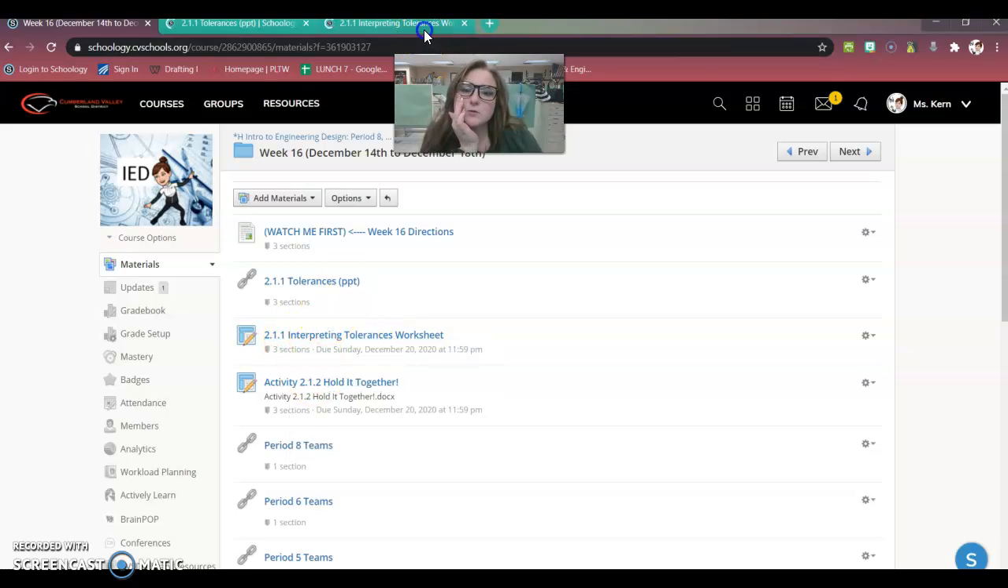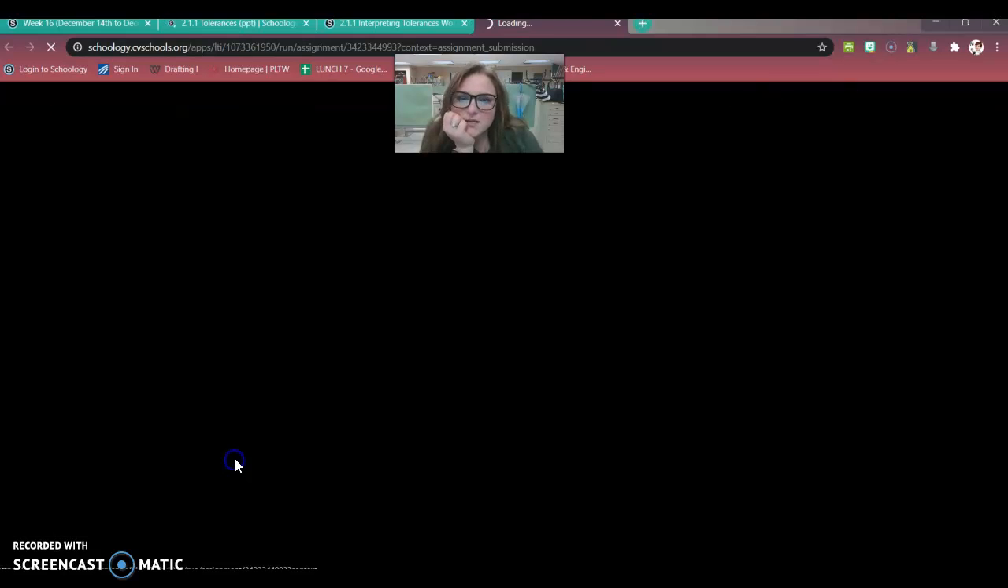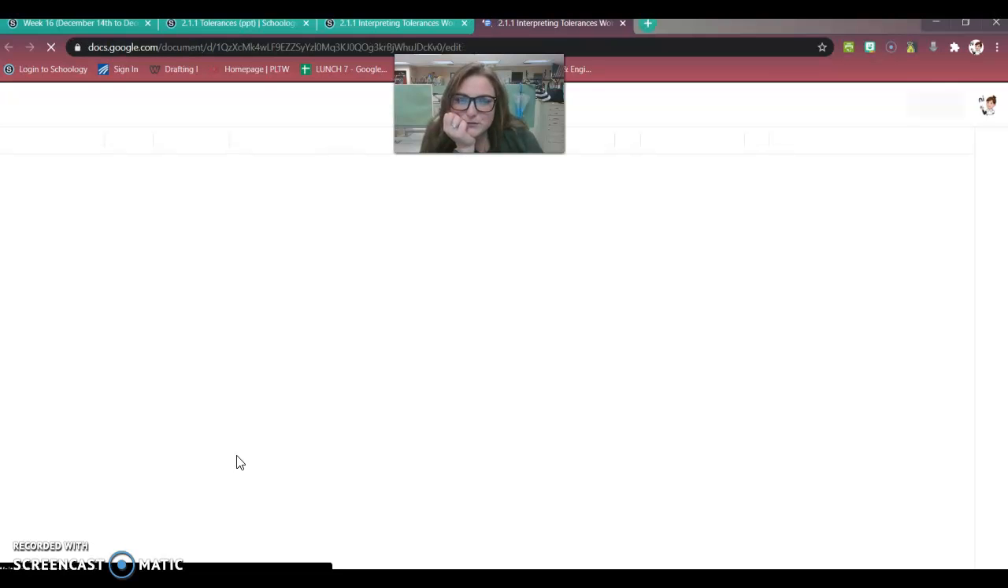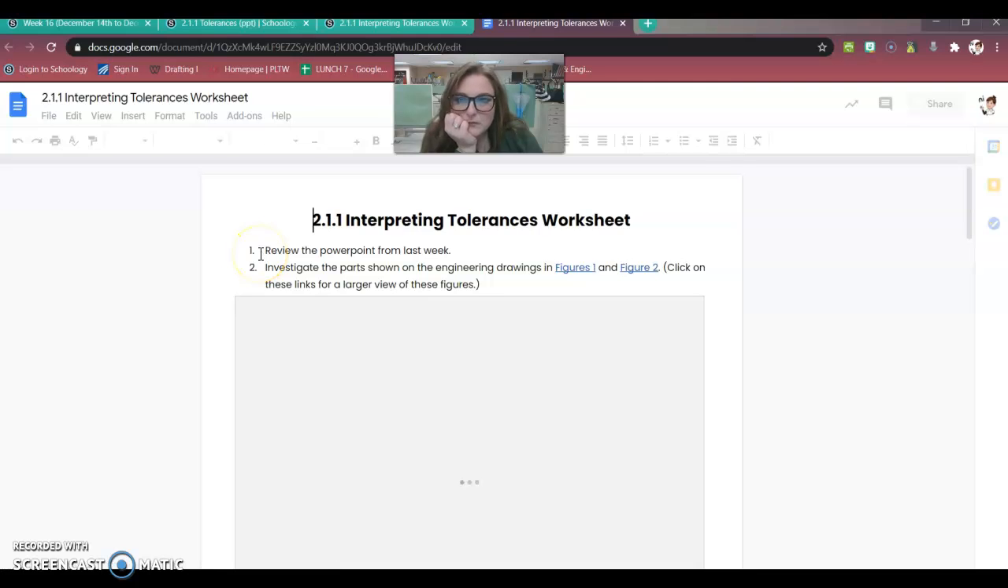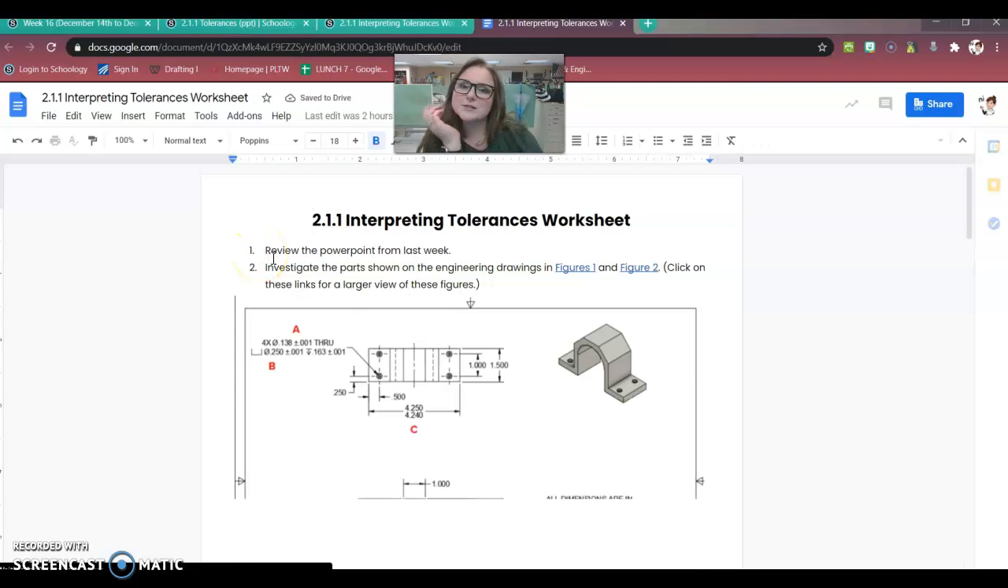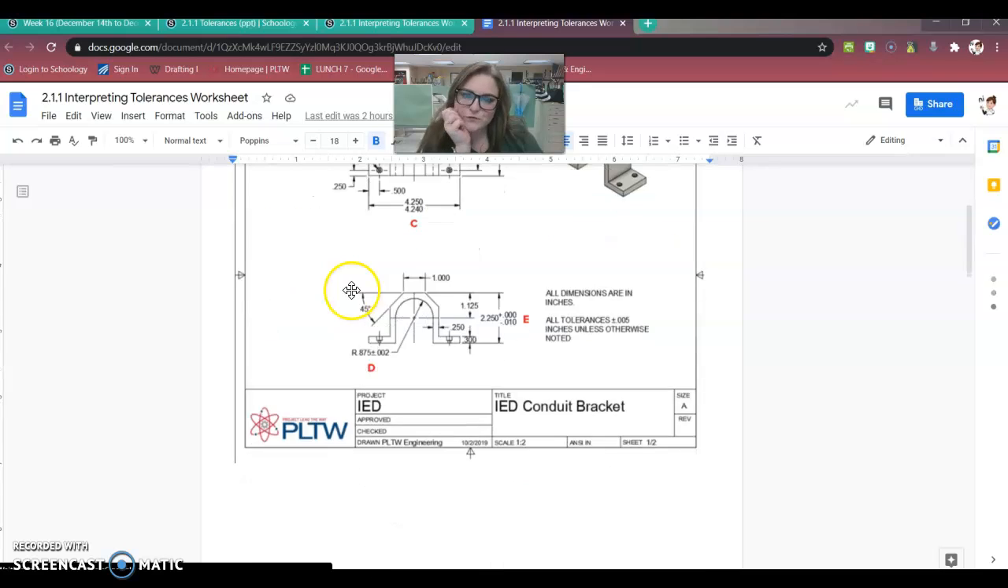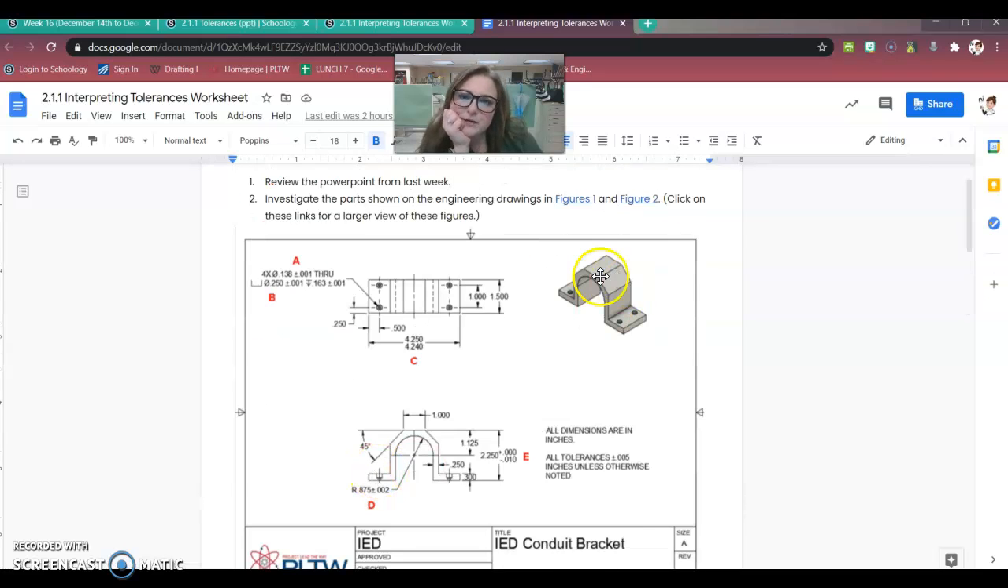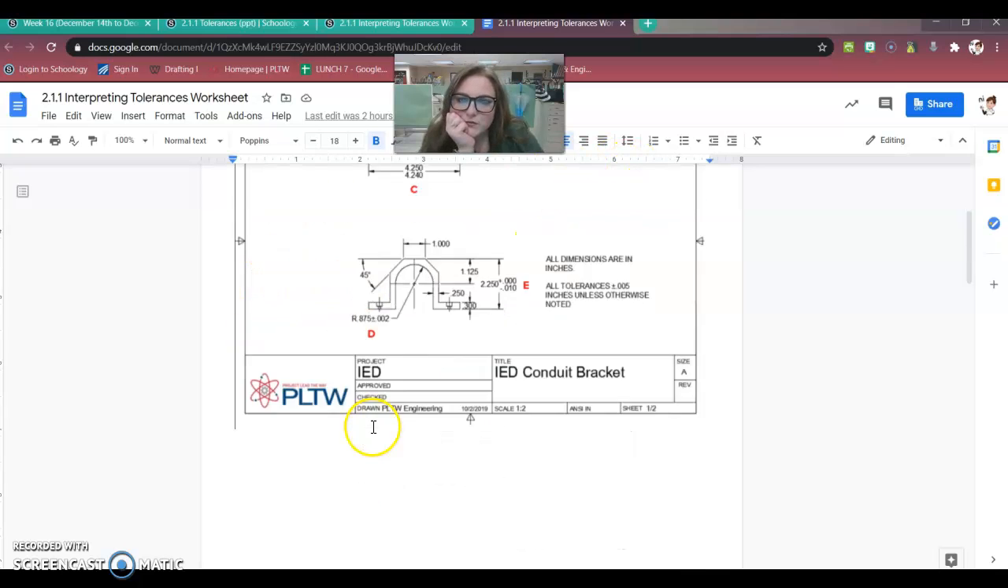If you open up the tolerance worksheet, it has you interpreting tolerances. You'll see two pictures, and obviously you have to review the PowerPoint from last week to help you do it. I have the two figures right here in case they're not big enough for you to see the information. You can click on them. You just have to pay attention to the letters because the letters aren't on those figures.